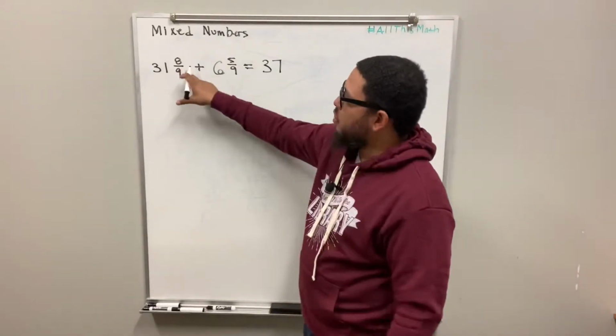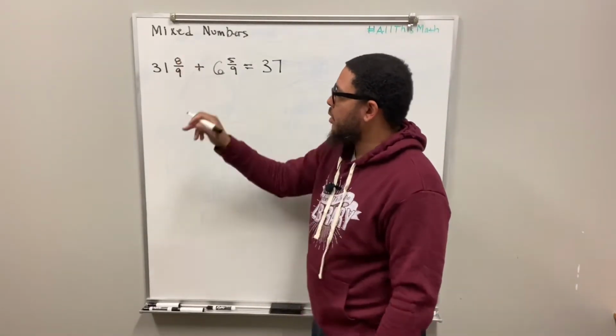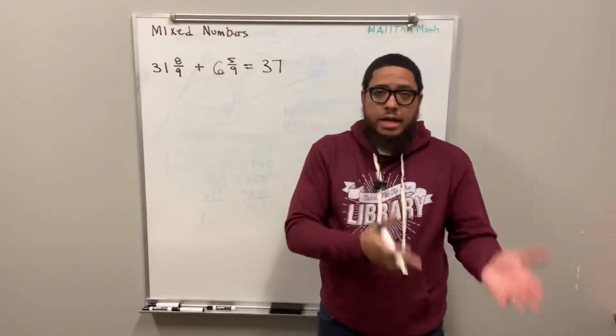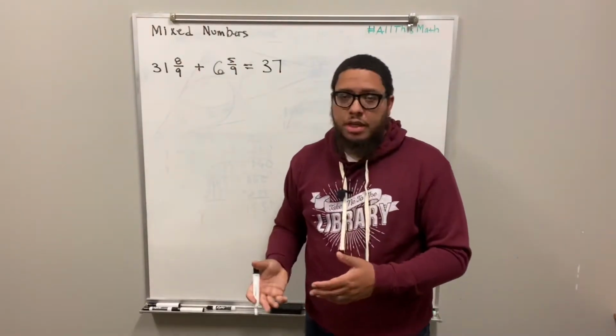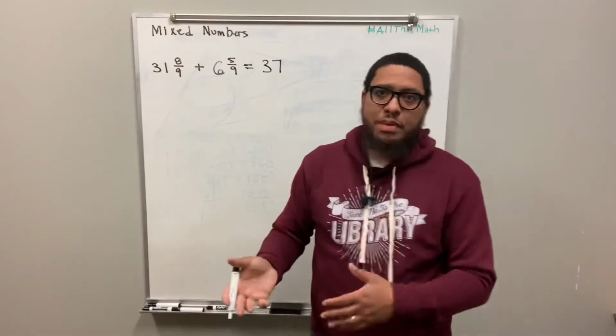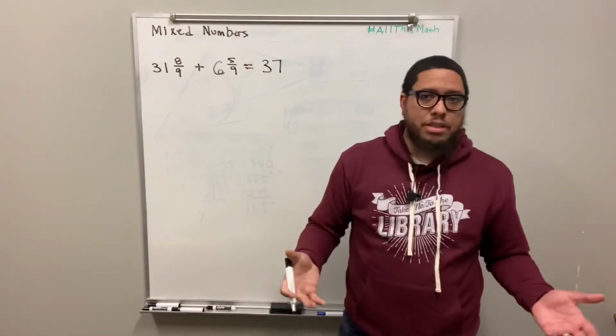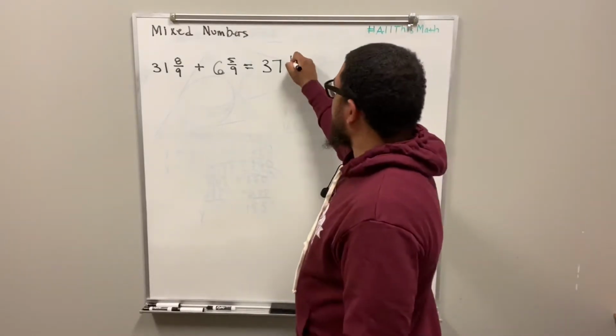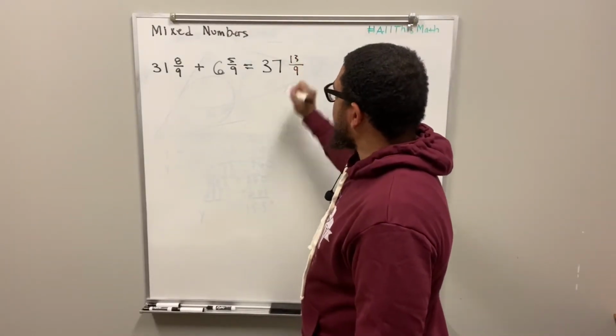So how many ninths do I have right here? I got 8 of them. How many ninths do I have over here? I got 5 of them. So if I got 8 ninths plus 5 ninths, that's like saying it's 8 people and 5 people. So altogether, how many people is it? 8 plus 5 is 13. So I got 13 ninths.